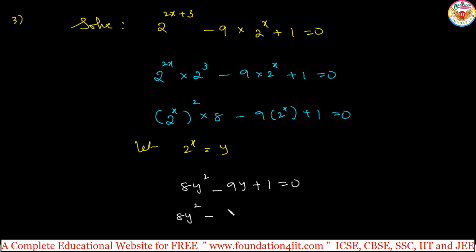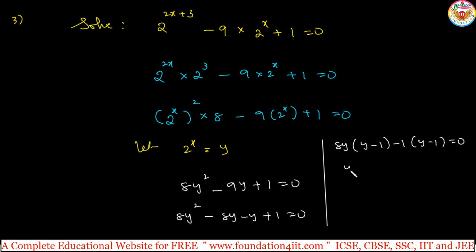8y square minus, split the middle term, minus 8y minus y plus 1 is equal to 0. Factorization only we are doing here. Then take 8y common, y minus 1, minus 1 common, y minus 1 is equal to 0. Finally you'll get y minus 1 into 8y minus 1 is equal to 0. So y is equal to 1 or y is equal to 1 by 8.